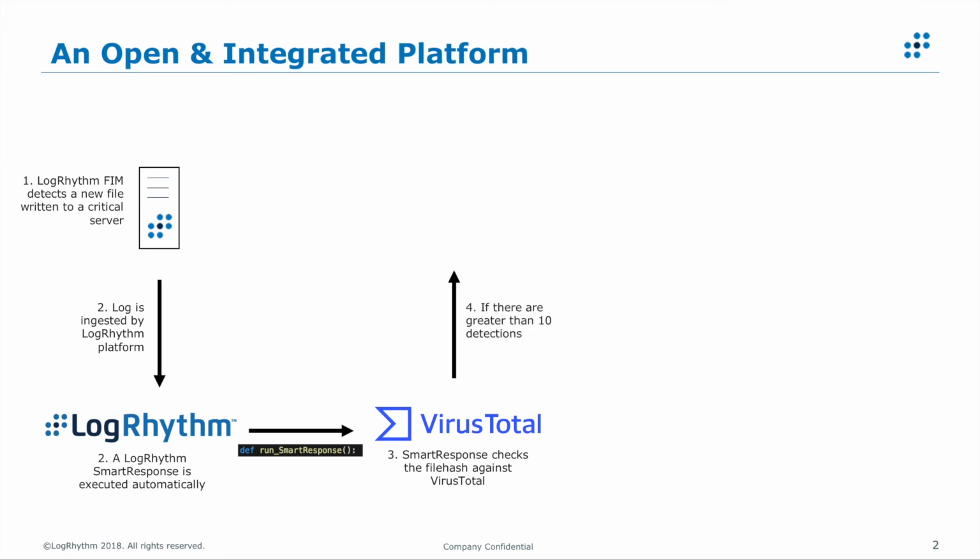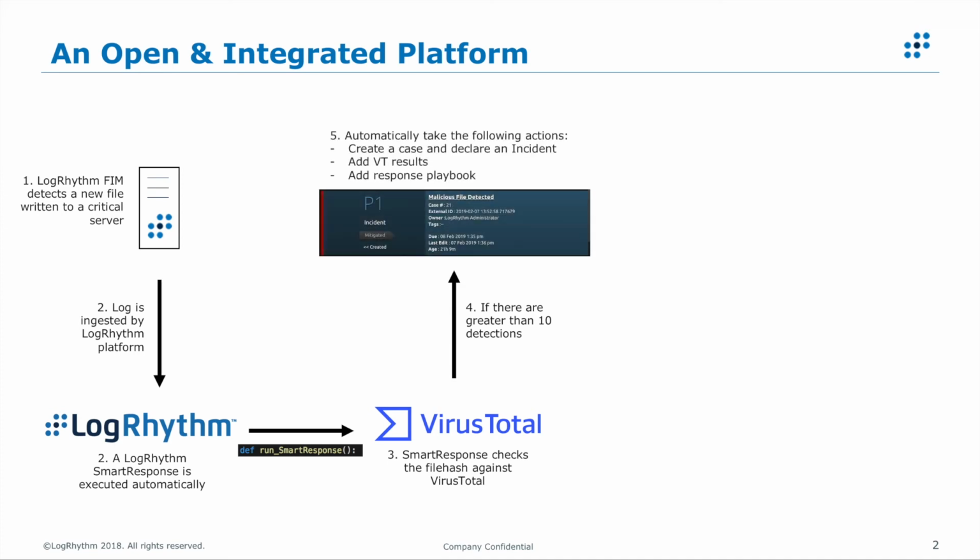We've applied some intelligence to that by saying that if there's greater than 10 detections in VirusTotal, we can therefore immediately declare an incident and take the following actions. So we've created a case and declared an incident. We annotate our case with the VirusTotal results, and then also added a response playbook.